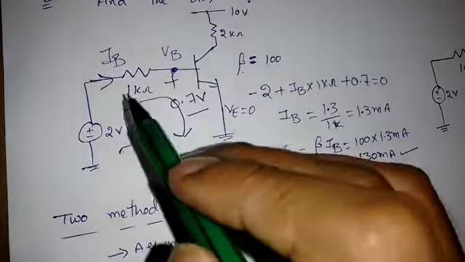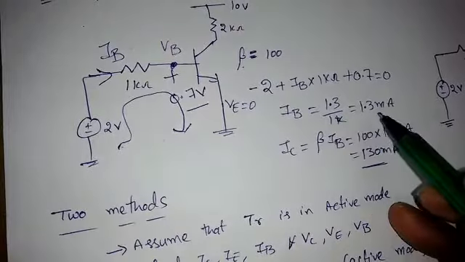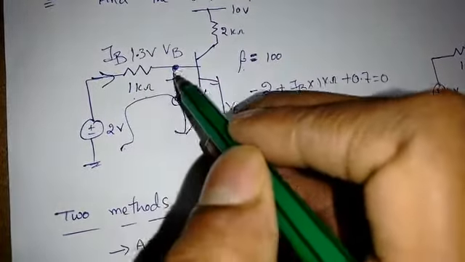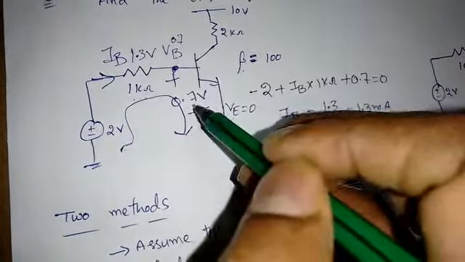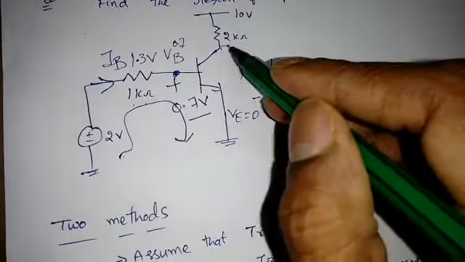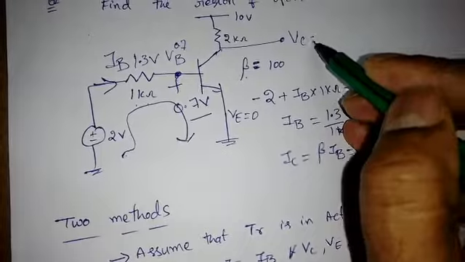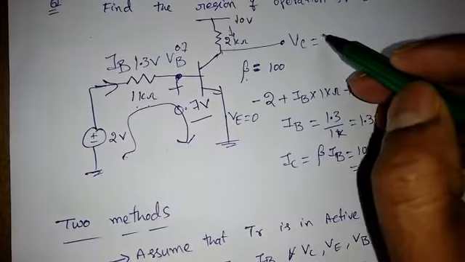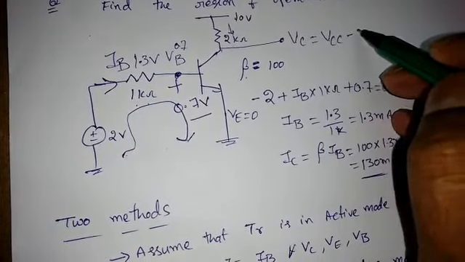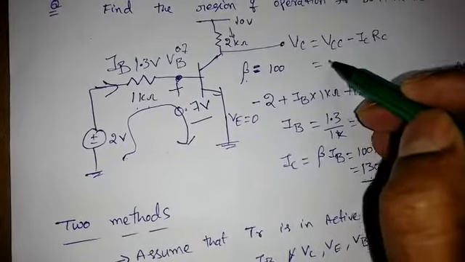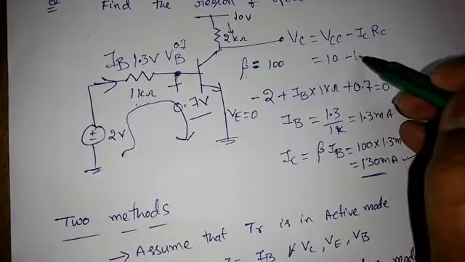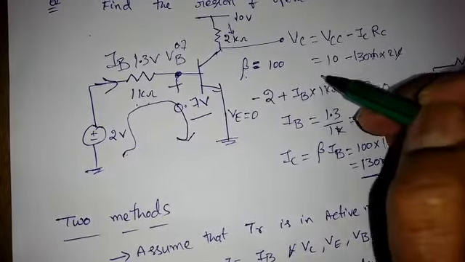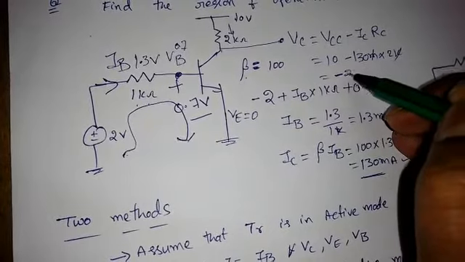Anyway VB is 0.7 only, but I will find it. See, IB is 1.3 milliampere, so 1.3 milliampere into 1 kilo will become 1.3 volts. The remaining is 7.7 volts. So the input is okay, but we will find what the VC value is. So what is VC? It is 10 minus this current into this resistance. Generally we will write it like this: VCC minus IC into RC. VCC is 10 volts, IC we got 130 milliampere, into 2 kilo. So kilo and milli cancel, it will become 260. So it is minus 250 volts.